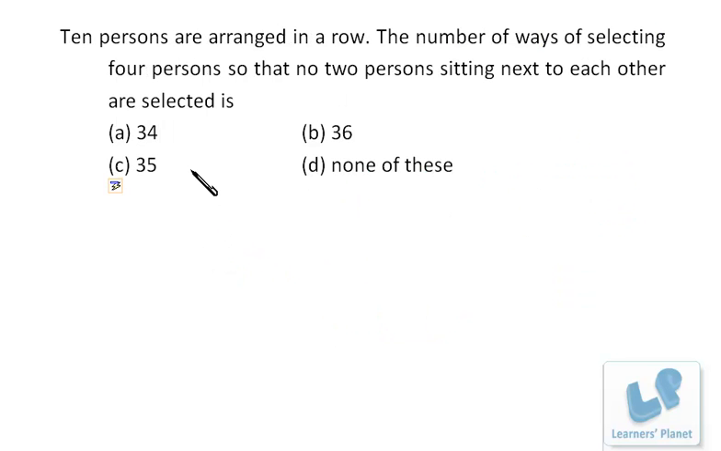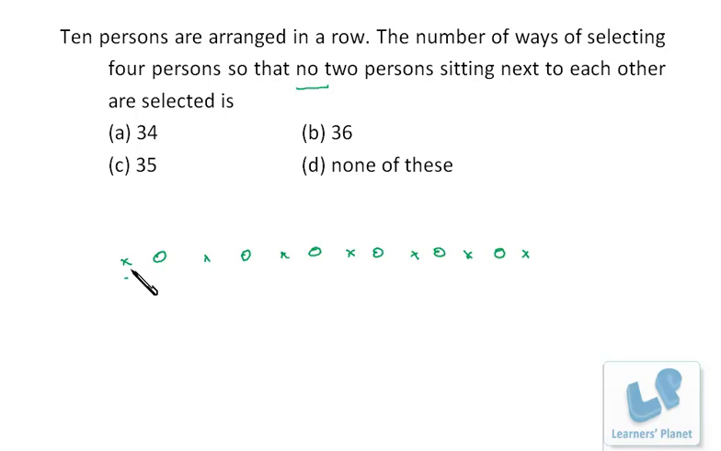Now friends, let's see this problem. 10 persons are arranged in a row. The number of ways of selecting 4 persons so that no 2 persons sitting next to each other are selected. So what we do is, we arrange the 6 people, 1, 2, 3, 4, 5 and 6, right? Now we have to select the remaining 4 people from these positions, 1, 2, 3, 4, 5, 6, 7, right? So if we select the persons from these positions, the persons will not be next to each other, right?